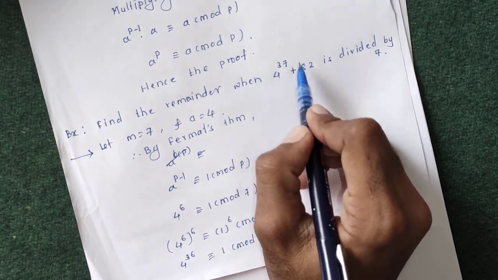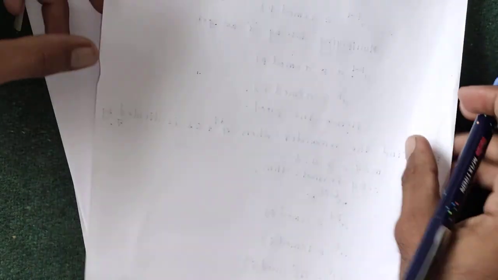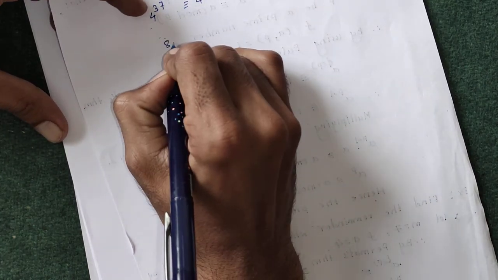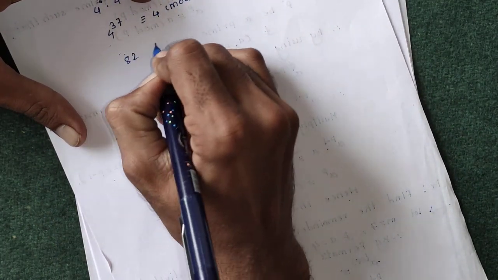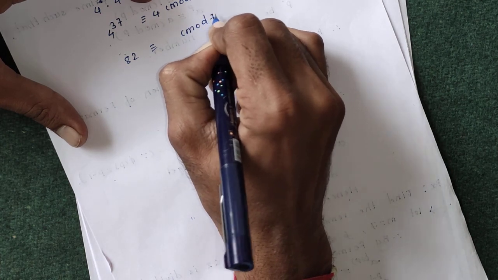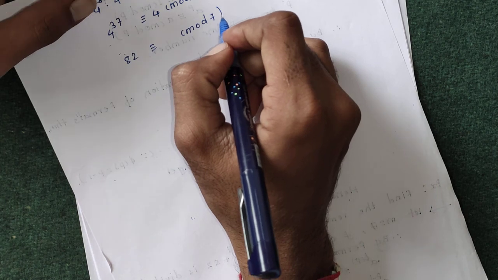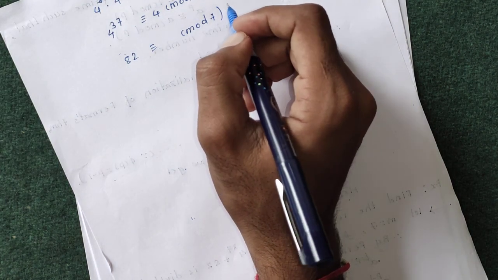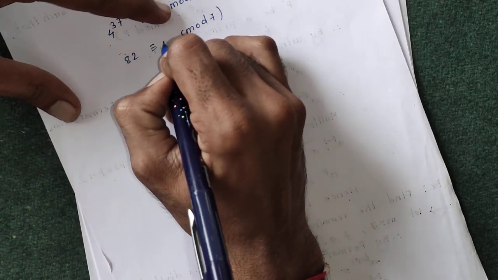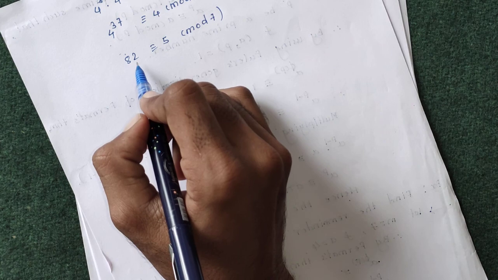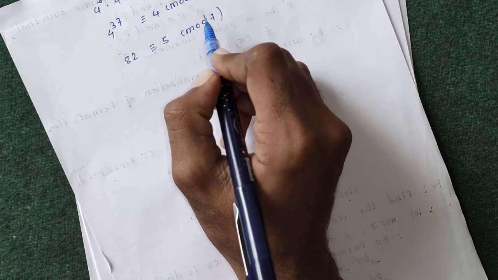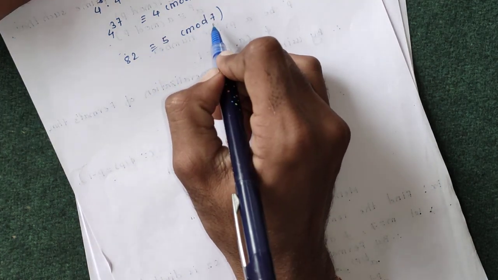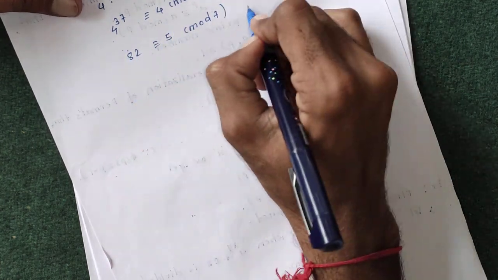We want to find the remainder when 4 raised to 37 plus 82 is divided by 7. So first of all, if we divide 82 by 7, we get remainder 5. That is, 82 minus 5 is equal to 77, and 7 divides 77. So we get remainder 5. This is equation number 2.